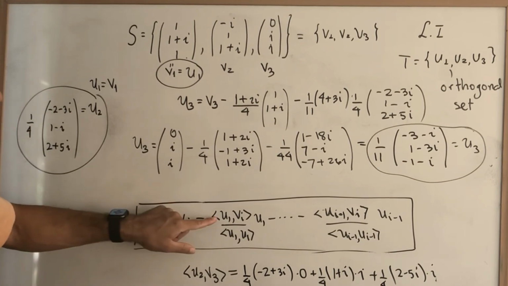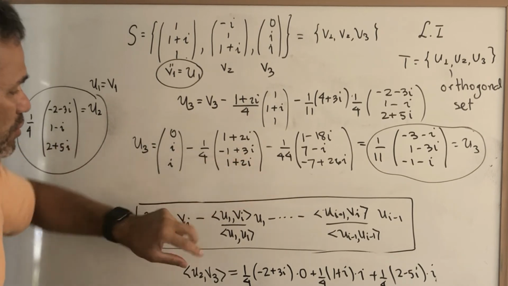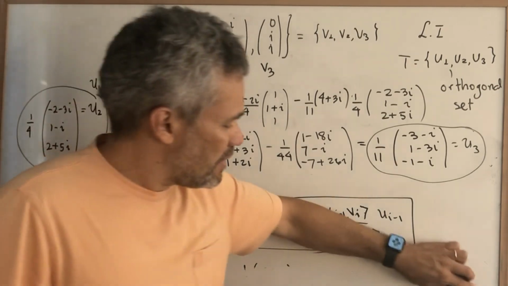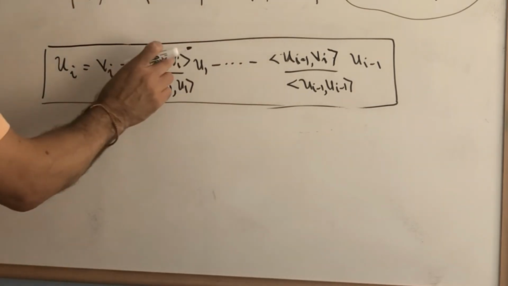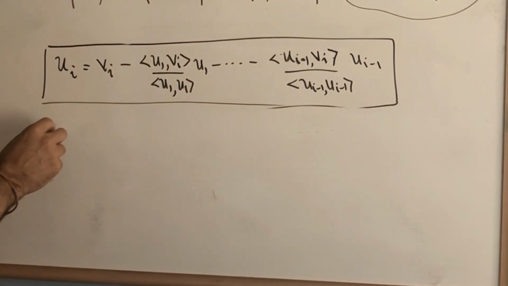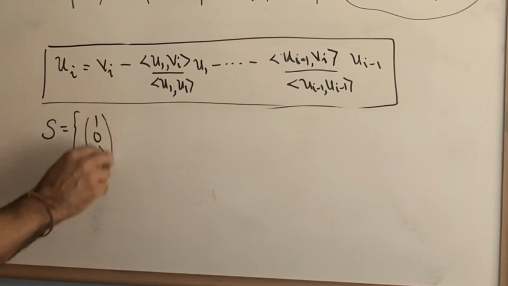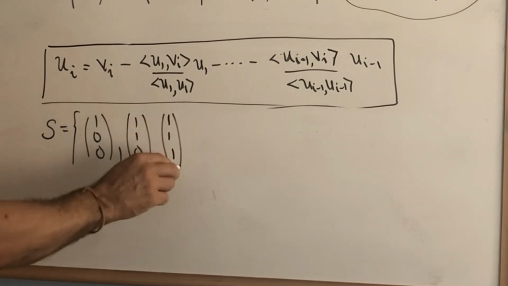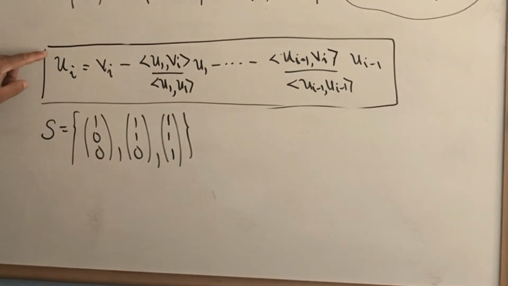Notice that we have to be careful when we are working with complex numbers because the inner product does not commute. The same procedure will work in general if we have just real numbers. And when we're working with real numbers, we don't have to be careful about the order. Let's just do an example. Let's suppose that we have S equal to 1, 0, 0, 1, 1, 0, and 1, 1, 1. These three vectors are clearly linearly independent, and let's do the Gram-Schmidt process to see what we get.